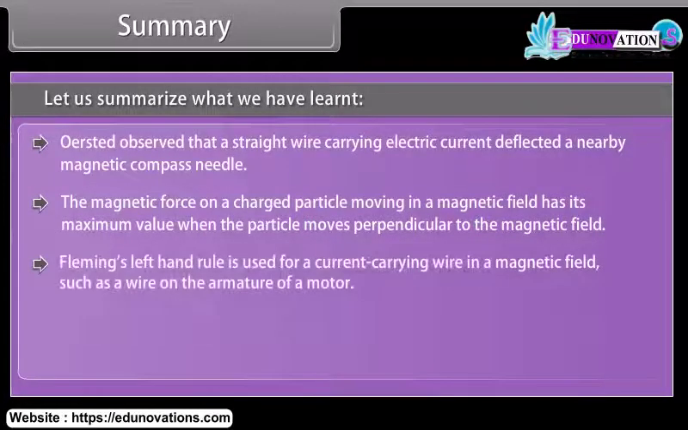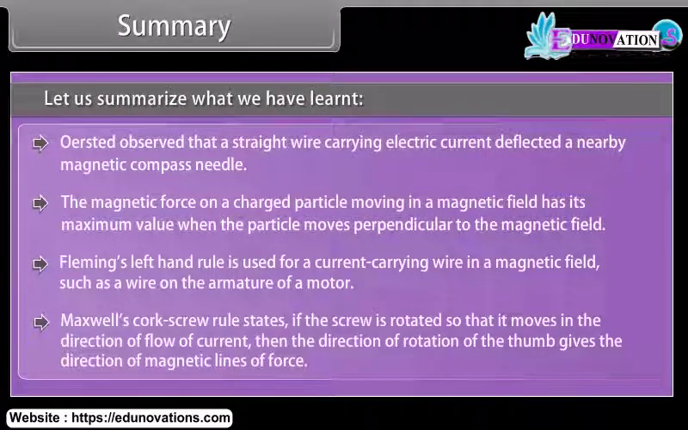Fleming's left-hand rule is used for a current-carrying wire in a magnetic field, such as a wire on the armature of a motor. Maxwell's corkscrew rule states if a screw is rotated so that it moves in the direction of flow of current, then the direction of rotation of the thumb gives the direction of magnetic lines of force.